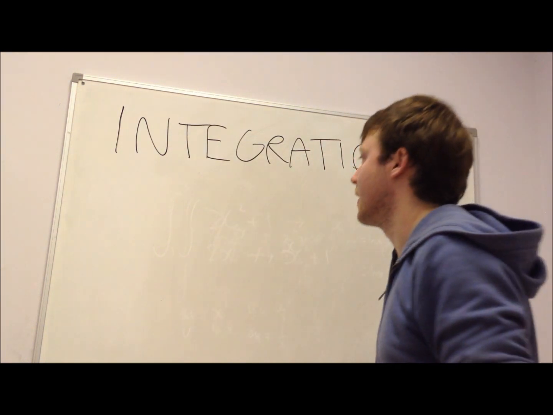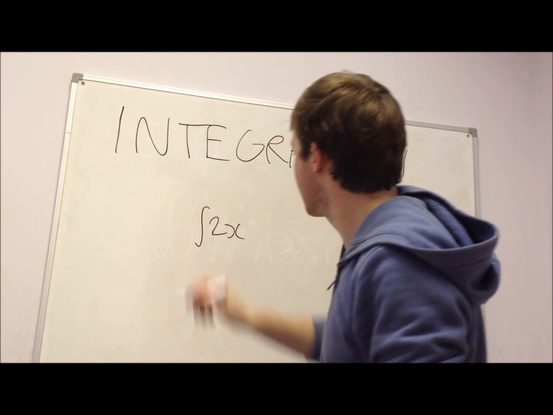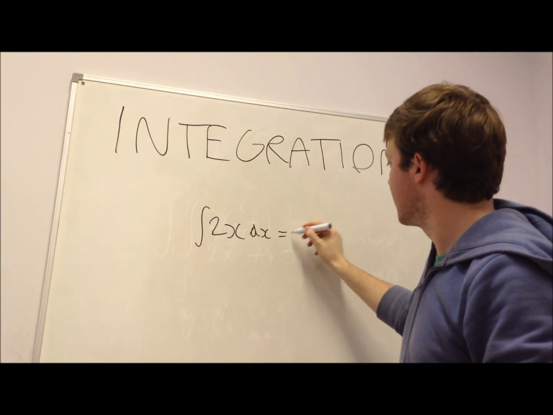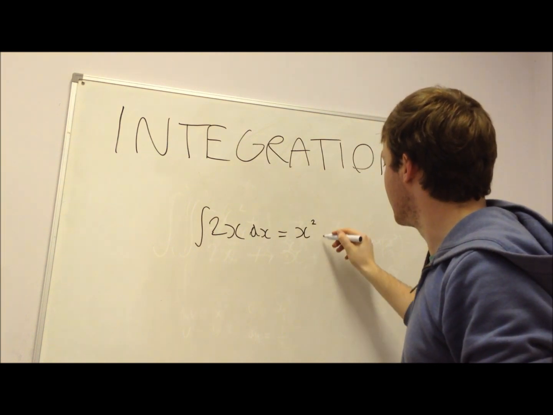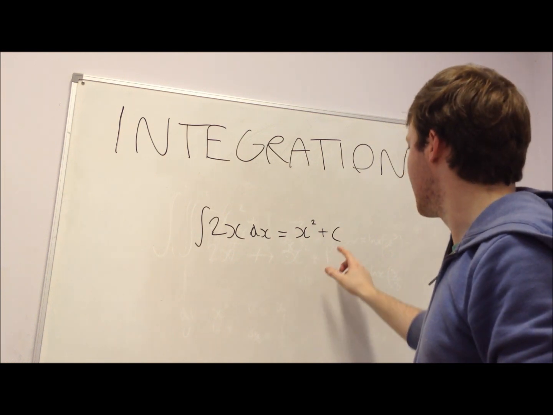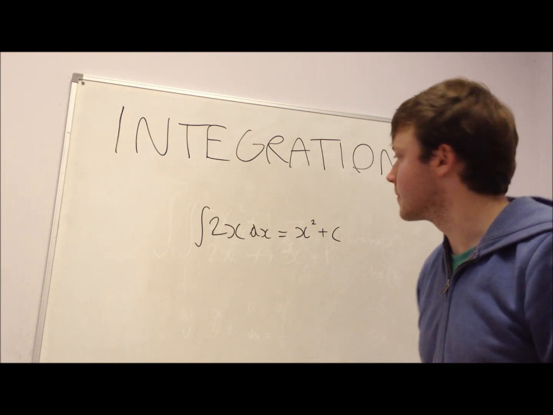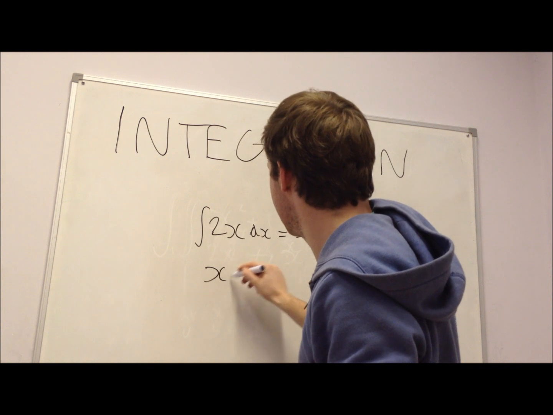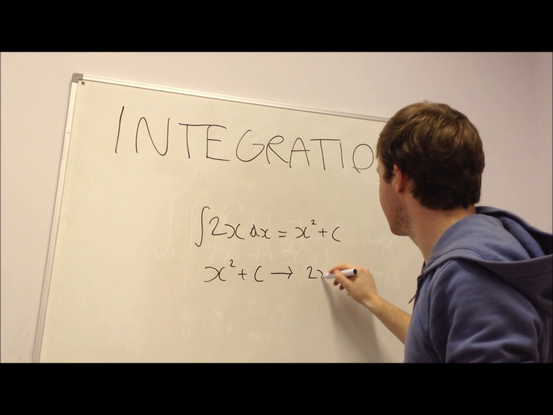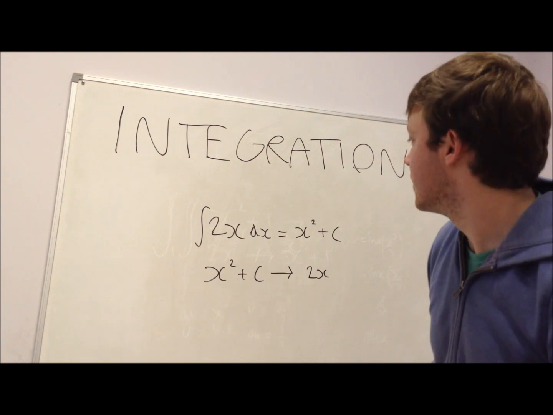So when we do integrate 2x, we show integration normally by this sign here. When we do integrate 2x with respect to x, we write x squared, but then we also say plus c. And what this means is that we've accounted for the potential of an arbitrary constant. And then we can also say that x squared plus c always differentiates to 2x. So that explains that little discrepancy.